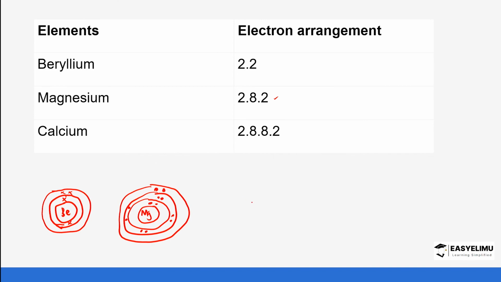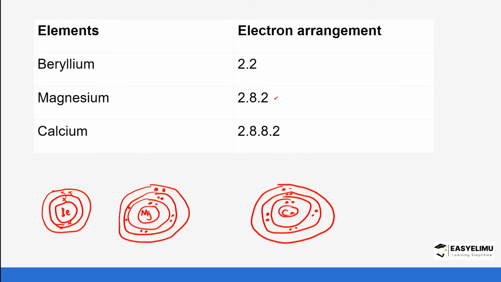And then finally, we have calcium with 4 energy levels. The first shell has 2 electrons. You can see how interesting my circles are. Make sure yours are better. You can practice. The second shell, and the third shell, has 8 electrons as well. And finally, the last shell has 2 electrons. So you can see what they look like in the dot and cross.